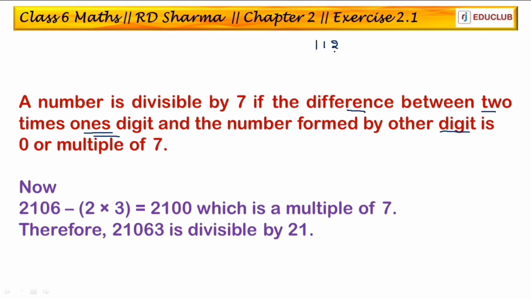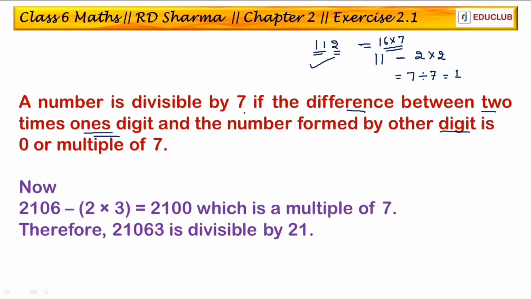For example, let us see the number 112. The one's digit is 2, so two times the one's digit is 4, and the remaining number is 11. The difference is 11 minus 4, which is 7, and 7 is divisible by 7. So we can say this number is divisible by 7, because we know 112 is equal to 16 into 7. So this is the divisibility rule of 7.